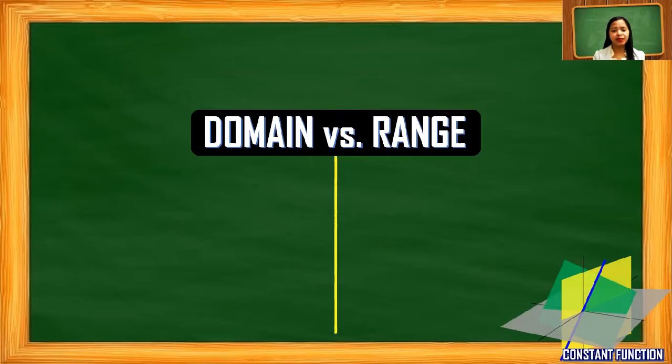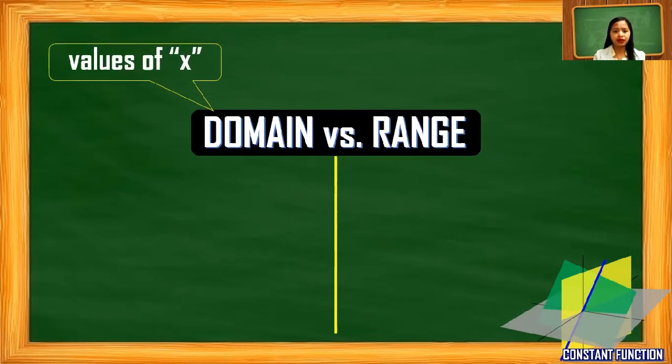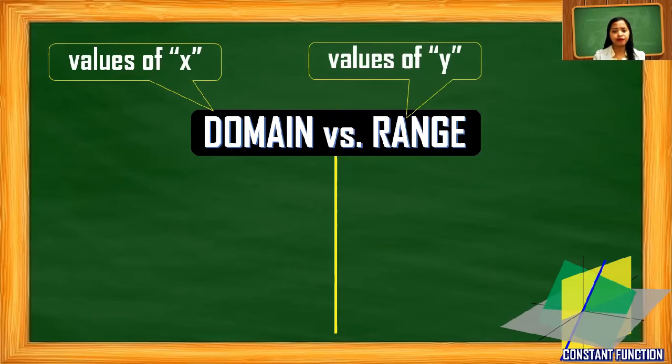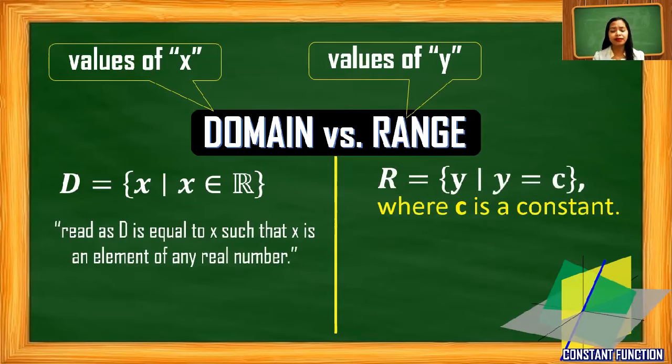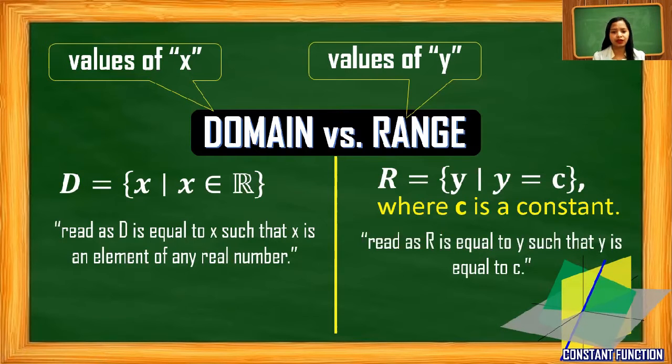Now, let's move on to the domain and the range of our constant function. As we remember, the domain are the values of x, and the range are the values of y. The domain of a constant function is all x such that x is an element of the real numbers. And the range of our constant function is all y such that y is equal to c, where c is a constant.